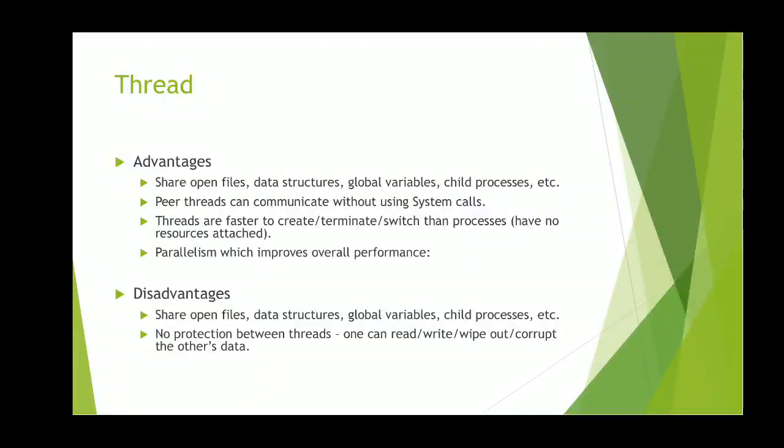Threads have many advantages and disadvantages. Firstly, we can go through the advantages. We know that threads under a process share common data structures, global variables, and child processes. So the threads can communicate with each other with the help of these global variables and data structures. And in order to communicate with each other, we do not need to use a system call. So the communication will be faster and efficient.